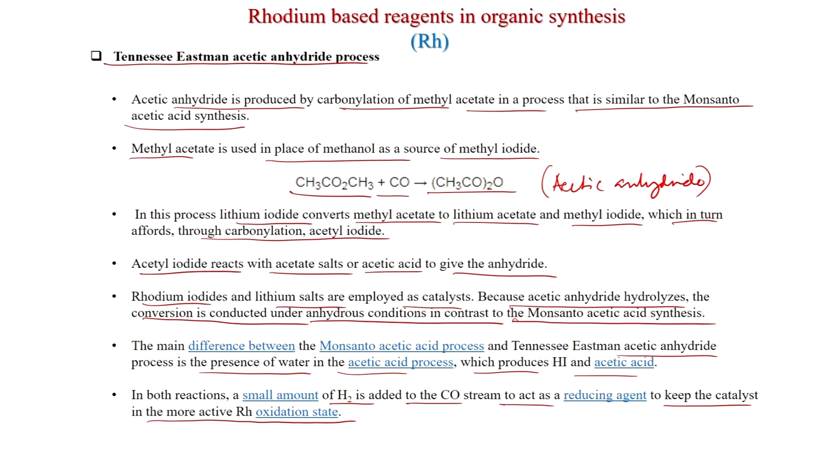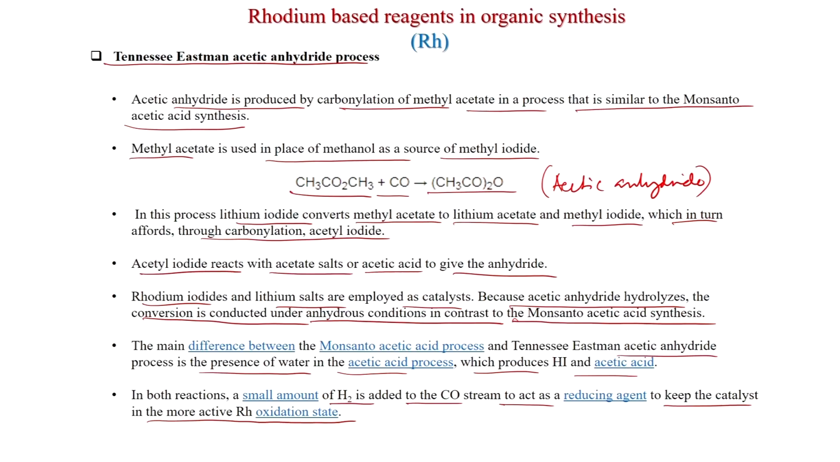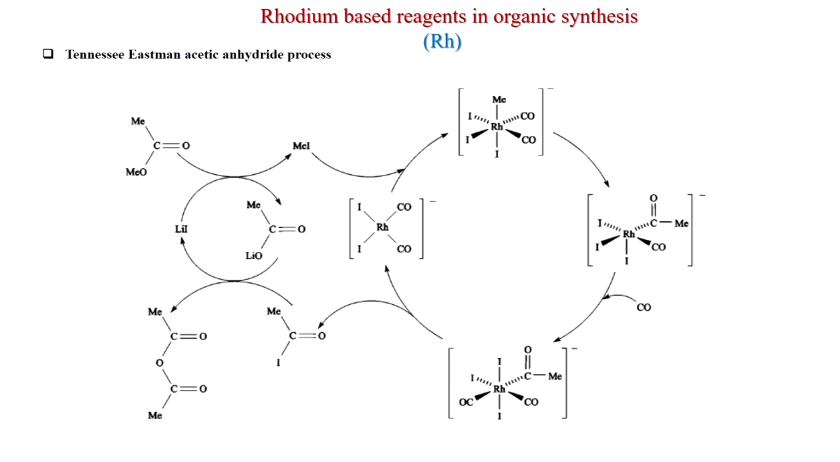So, one difference is that in the Monsanto process you have to use water, which will generate the hydrolysis of acetyl iodide to acetic acid, and in this case you cannot use water. Here the acetate anion will react with the acetyl iodide to generate the acetic anhydride. This was reviewed in Catalysis Today 1992, and this is the catalytic cycle. If you see clearly, this cycle is the same as Monsanto.